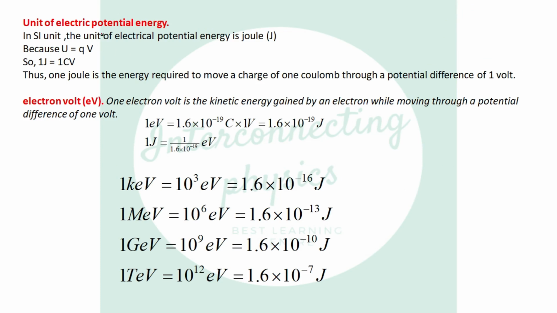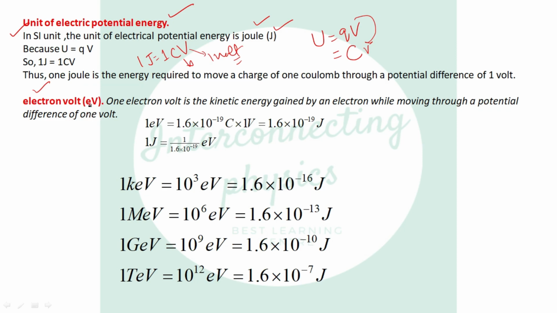Okay, so let us discuss units of electric potential energy. In SI, the unit of electric potential energy is joule, denoted by capital J, and we know U equals QV, where Q is measured in coulomb in SI and potential is measured in volt in SI. So 1 joule equals 1 coulomb volt. So 1 joule is the energy required to move a charge of 1 coulomb through a potential difference of 1 volt.